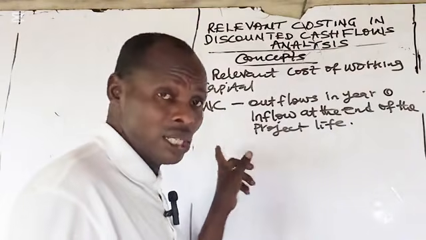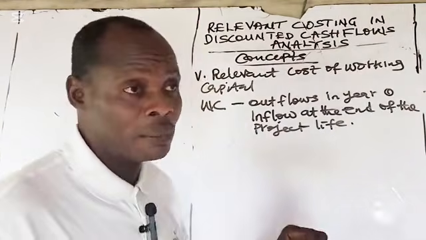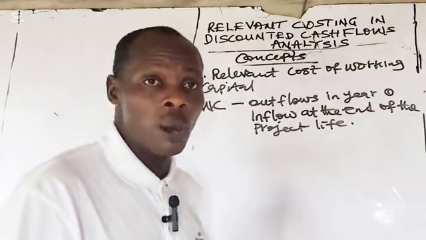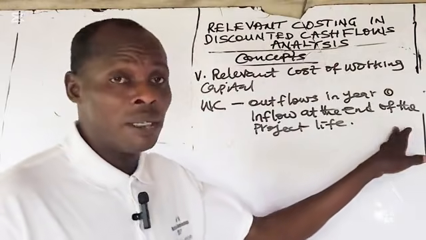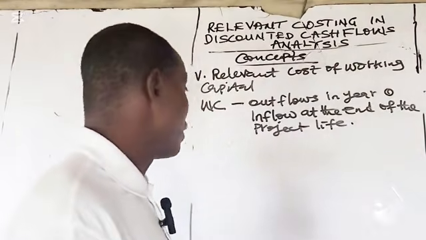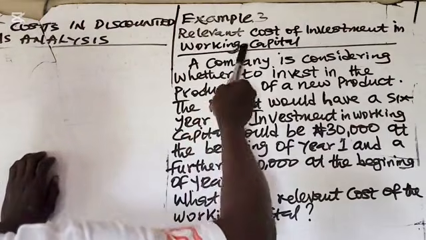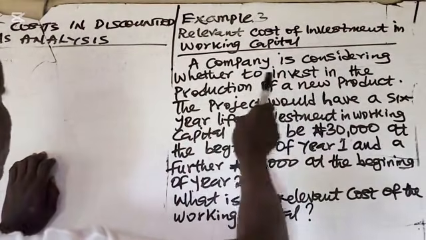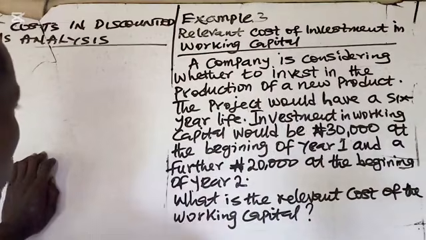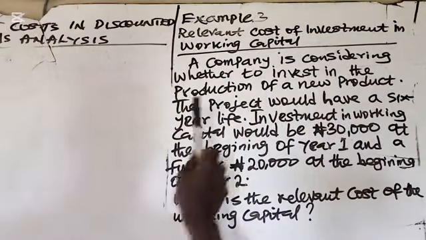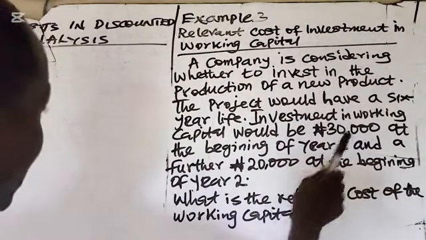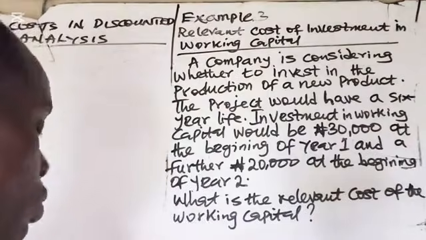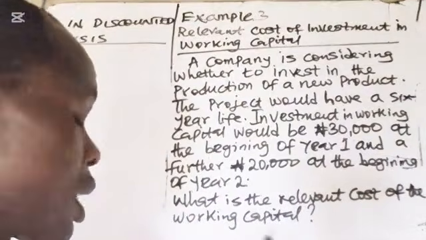And where it decreases, the amount of decrease in working capital, you treat it as an inflow in the year of decrease. And the working capital you have will now be treated as an inflow at the end of the project life. Example 3, relevant cost of investments in working capital. A company is considering whether to invest in the production of a new product. The project will have a 6-year life. Investment in working capital will be 30,000 naira at the beginning of year 1 and a further 20,000 at the beginning of year 2. What is the relevant cost of the working capital?